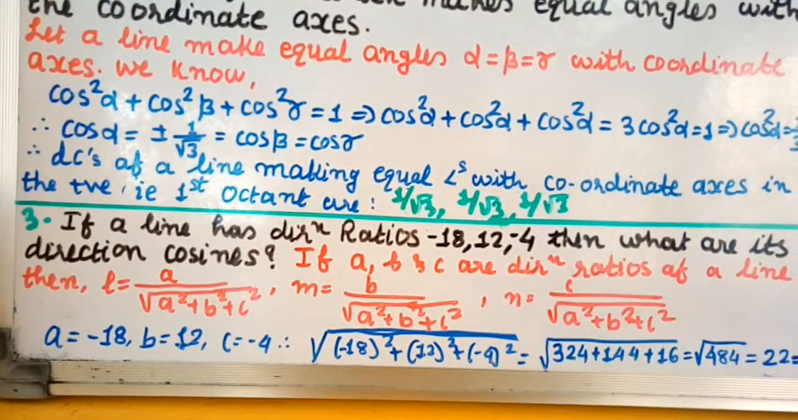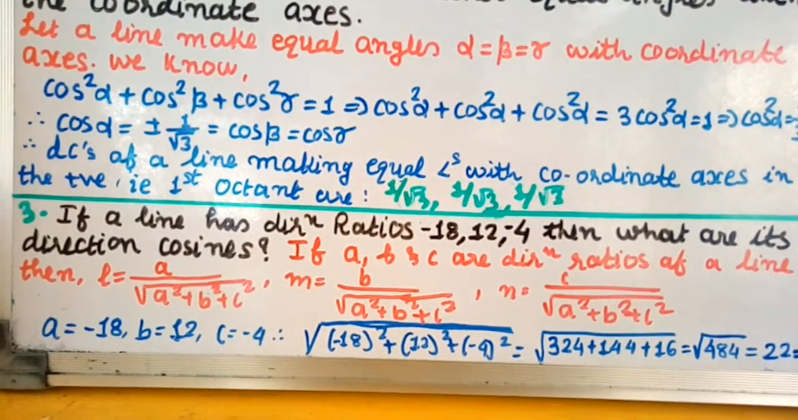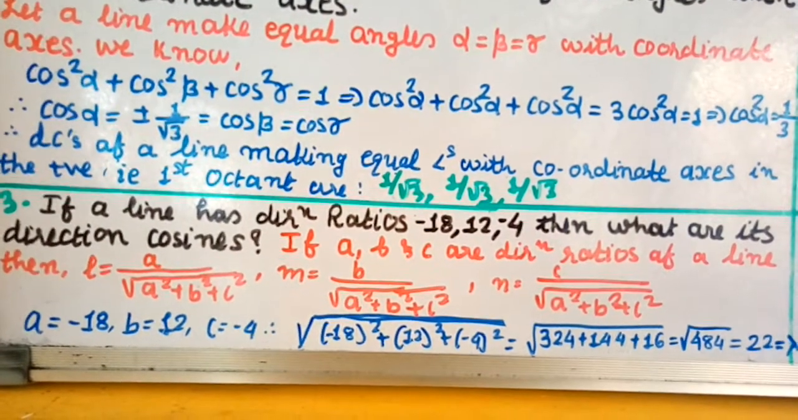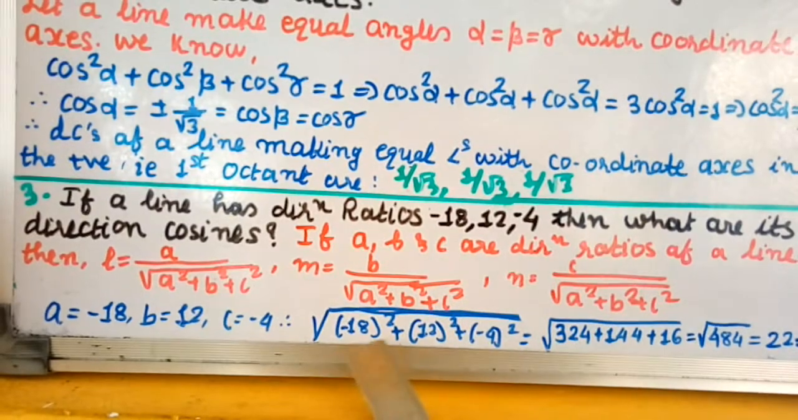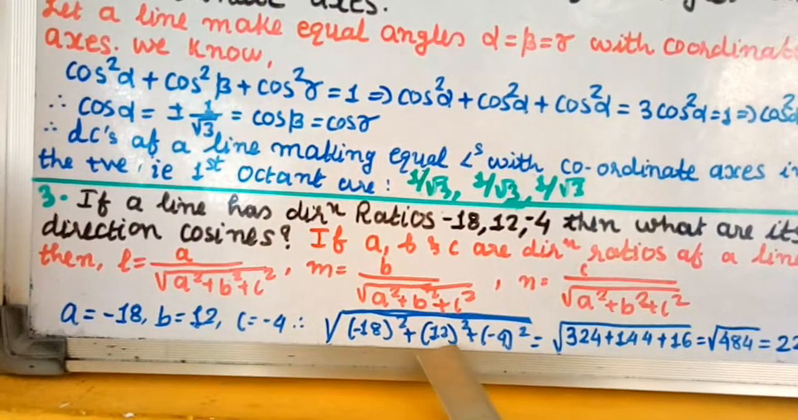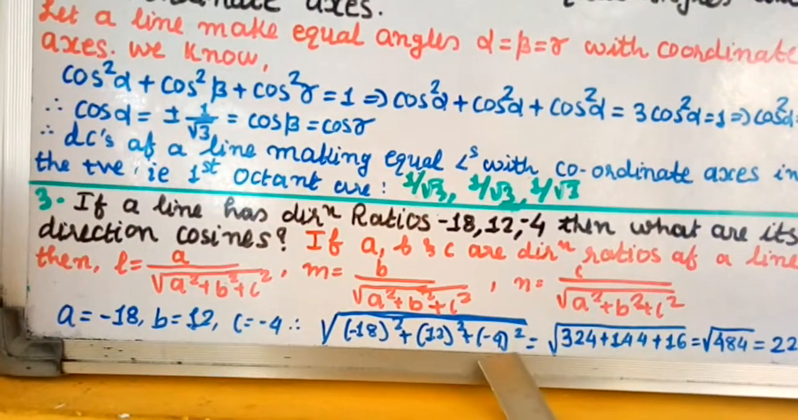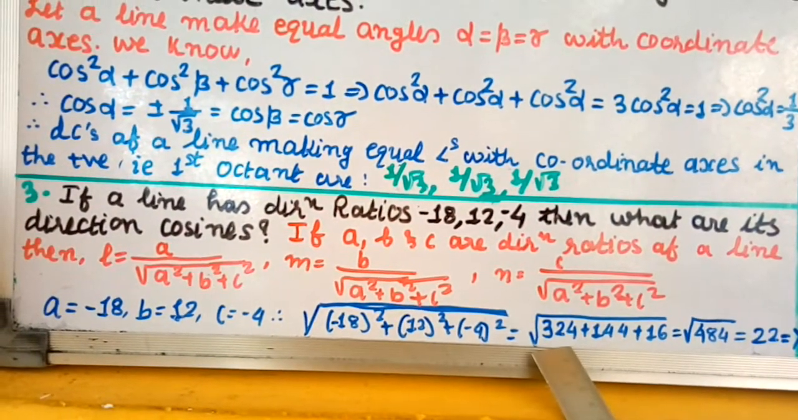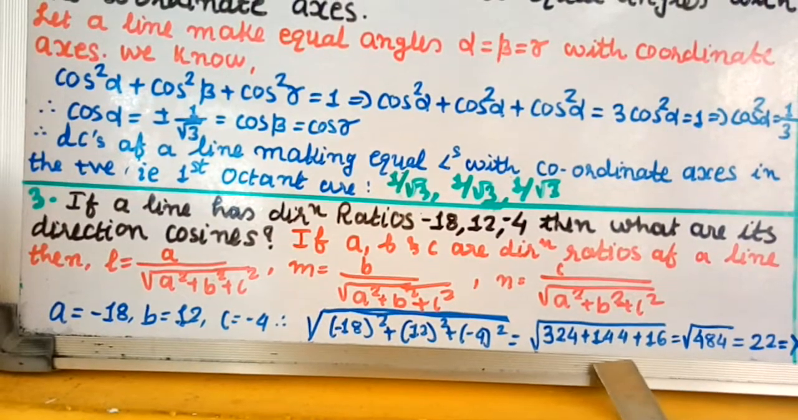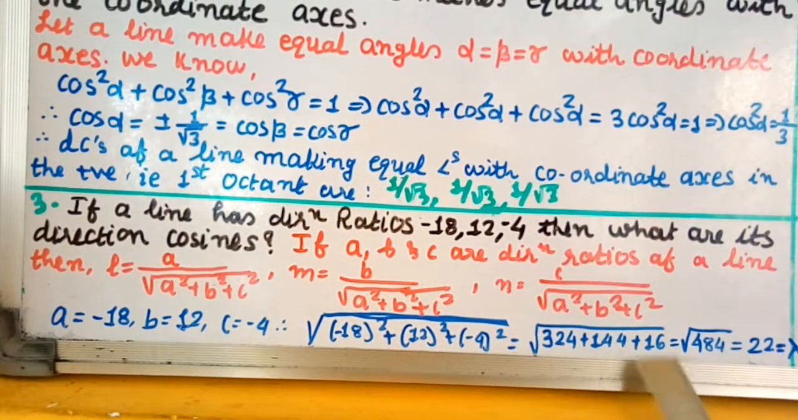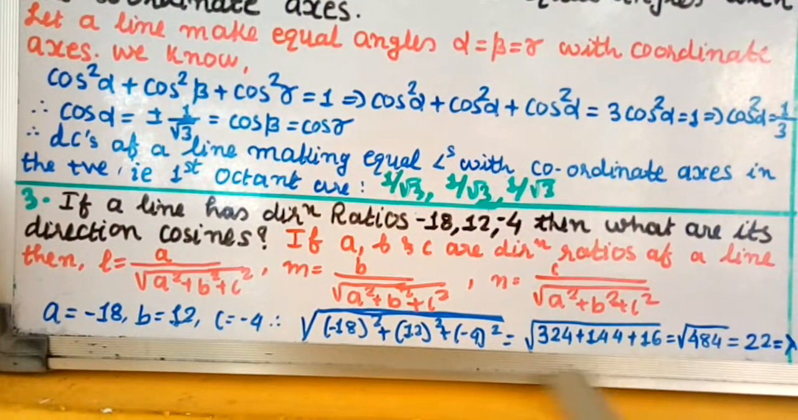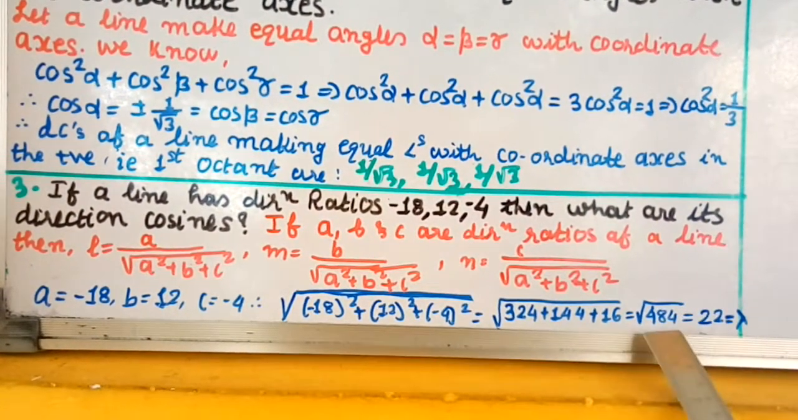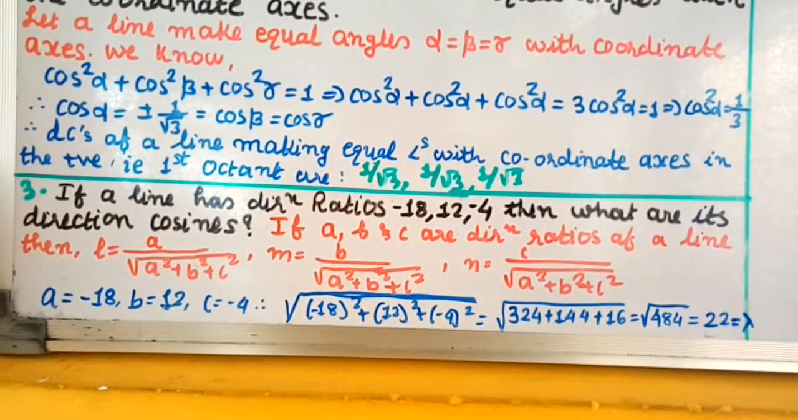So first I'll find the value of the denominator, and we'll call it a constant value, that is, we call it lambda. So we find the square root of A square plus B square plus C square, that is minus 18 square plus 12 square plus minus 4 square. Equal to, under the square root, minus 18 square is 324, plus 12 square is 144, plus minus 4 square is 16. The sum total is 484. Square root of 484 is 22. This constant we call lambda.